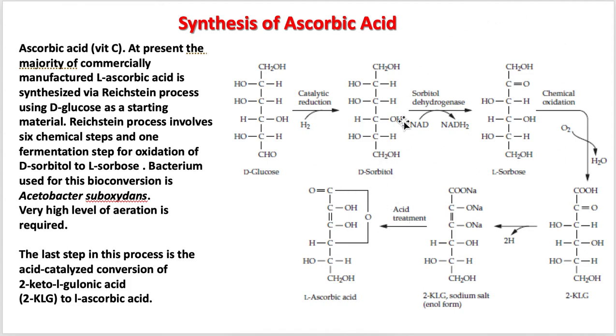Okay, so these are the metabolic steps by which L-ascorbic acid, that is vitamin C, is produced from D-glucose. D-glucose to D-sorbitol, D-sorbitol to L-sorbose, L-sorbose to 2-KLG, 2-KLG to 2-KLG sodium salt, then L-ascorbic acid.